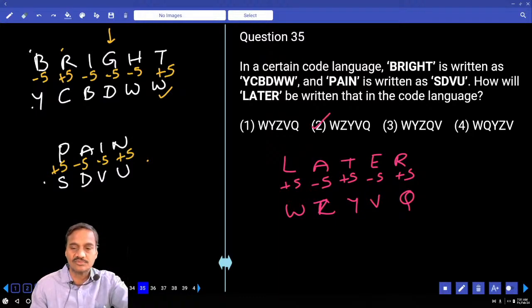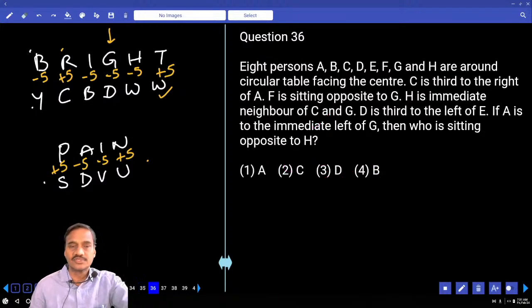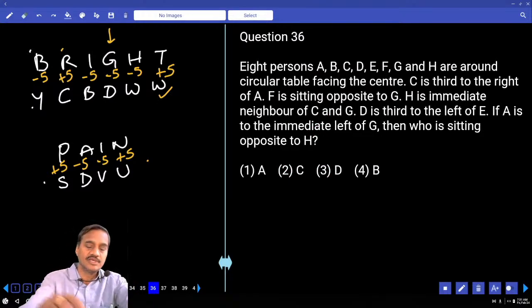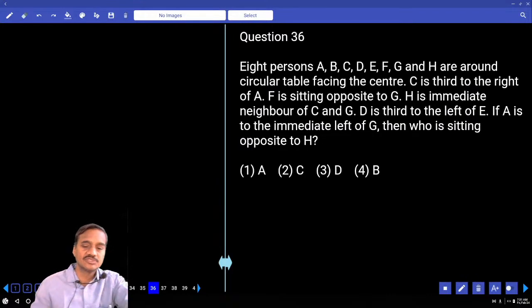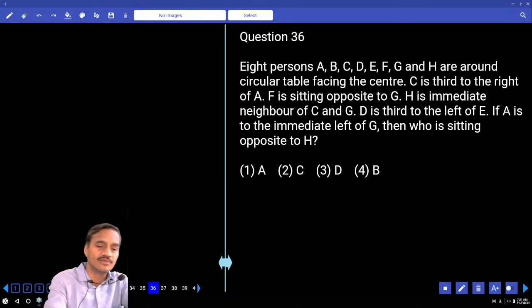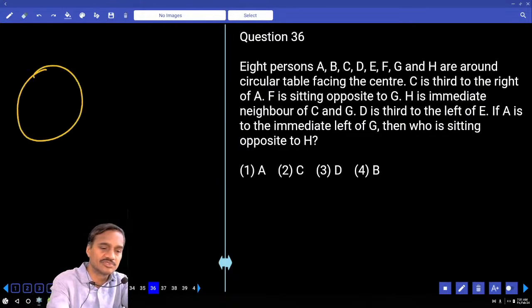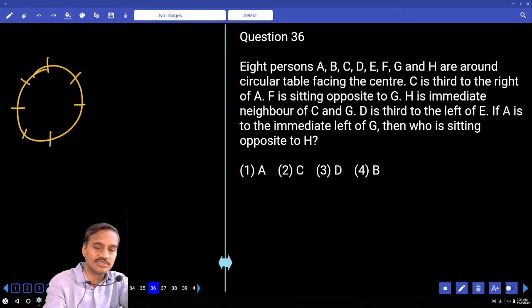Then coming to question number 36. Now in this 36, how many persons are there? There are some 8 persons. A, B, C, D, E, F, G, and H are the 8 persons seated around a circular table and facing towards the center. All these 8 persons are facing towards the center. 1, 2, 3, 4, 5, 6, 7, 8.